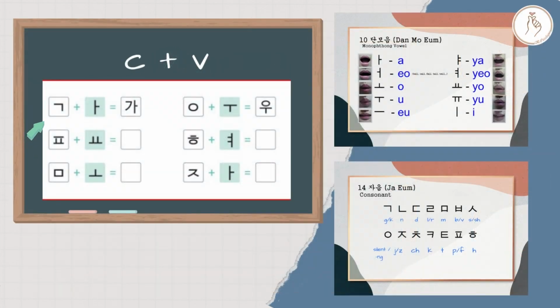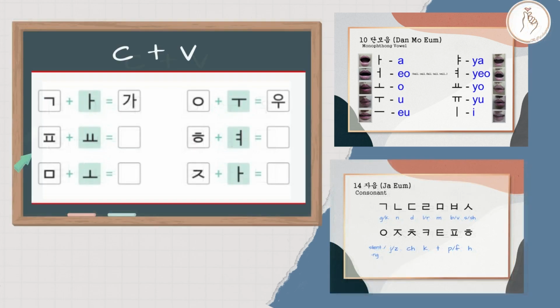In this slide, you will see on the right side the list of our vowels and consonants from our previous lesson. And here on the left side, we have the consonant giyok plus the vowel a, g plus a. The reading is ga. Next, we have p plus the vowel yo, pyo. Then we have miyum, m, plus the vowel o, mo.